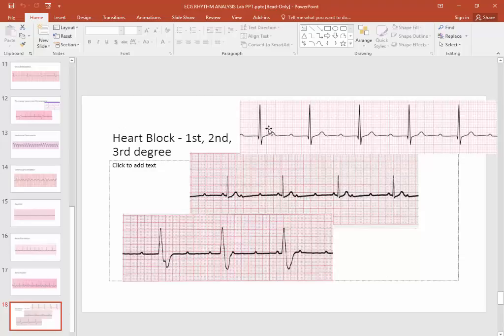So what do you notice about the rate in all of these heart blocks? Slow. That's kind of a pattern you'll see too: you'll typically see bradycardia with heart blocks. But not sinus bradycardia, obviously, because they're in heart block. This is not normal sinus rhythm.